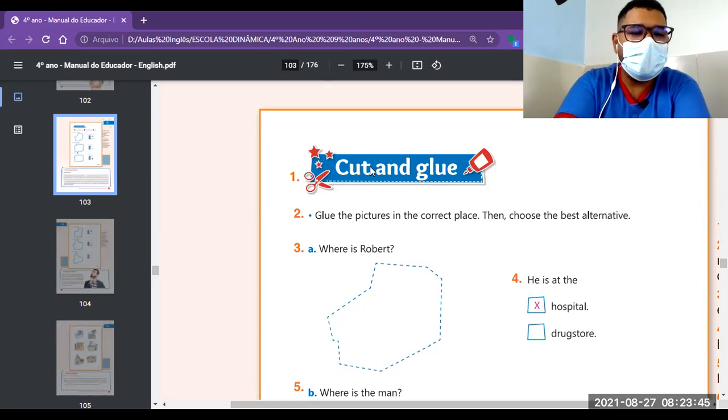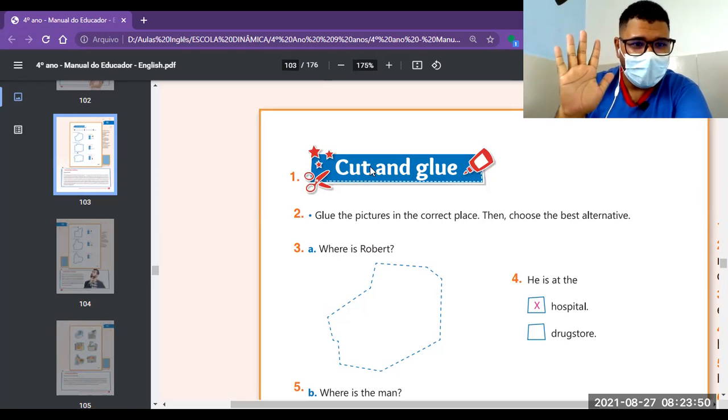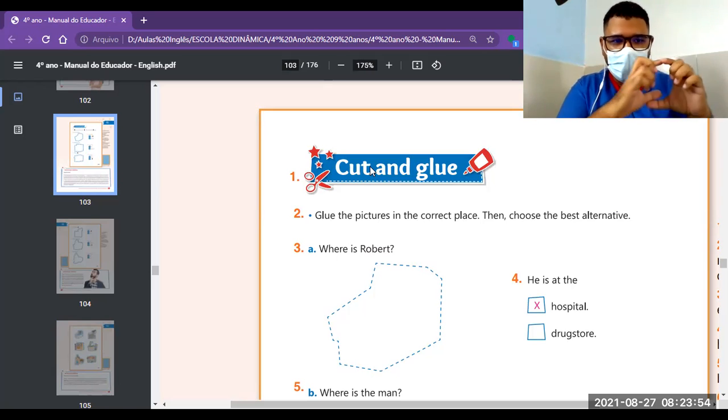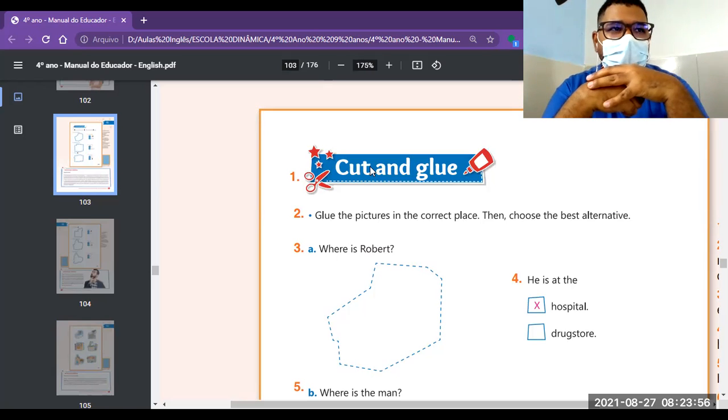Page 91 and page 92. So you guys will go to page 95, take it, cut it, and glue on page 91 and 92.